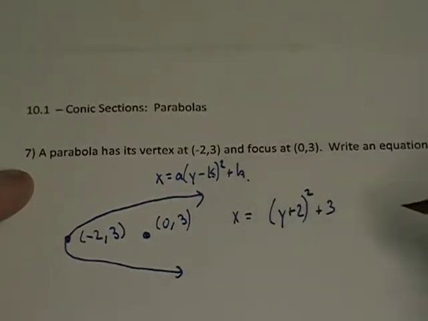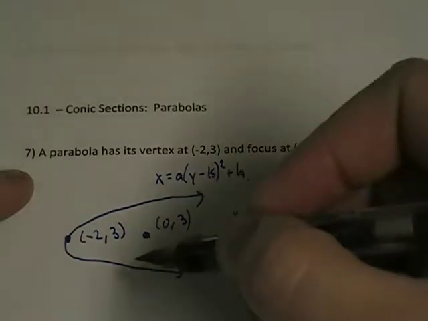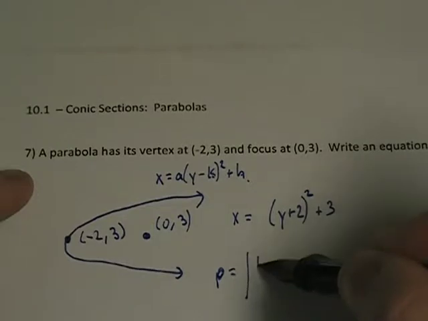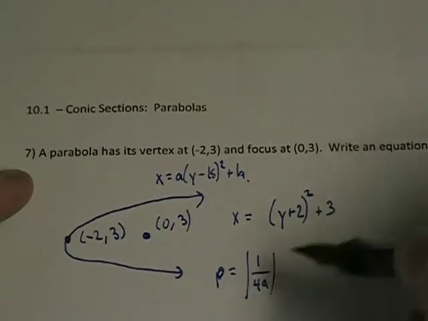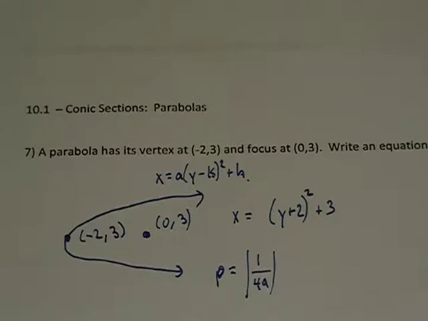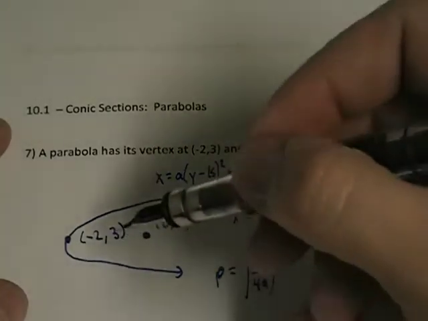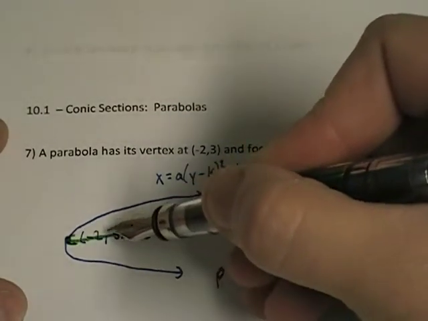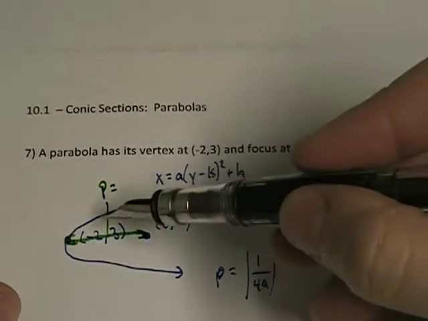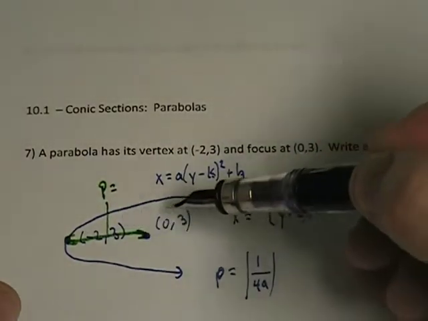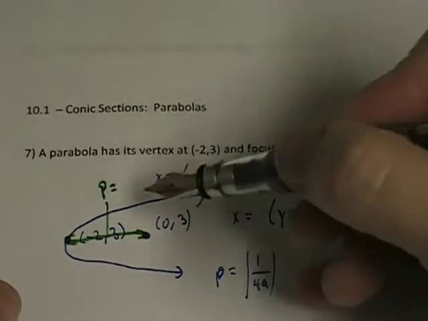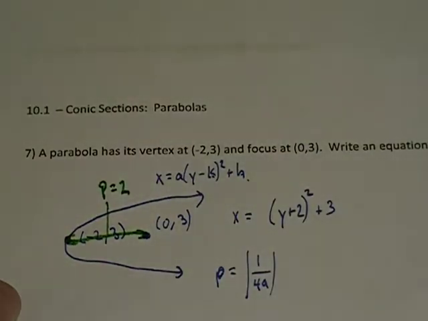What are we missing? We're missing this a term. Well, what do we know? We know p is equal to 1 over 4a. Okay, we know that for a fact. And if I think about it for a second, from here to here, that's p. And I went from (-2, 3) to (0, 3). So the x value changed a quantity of 2.